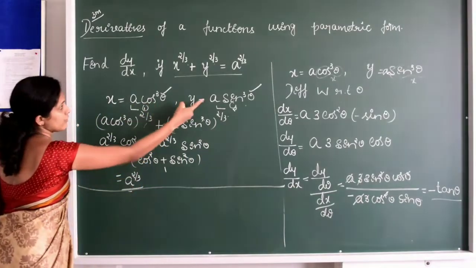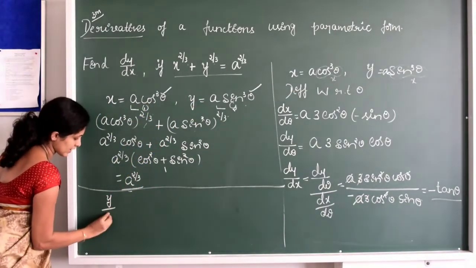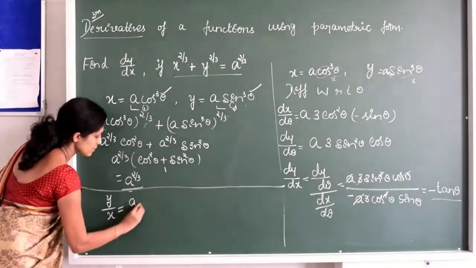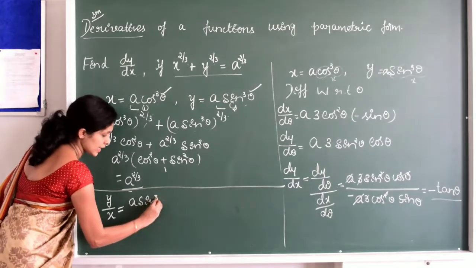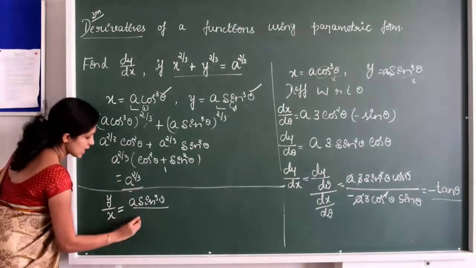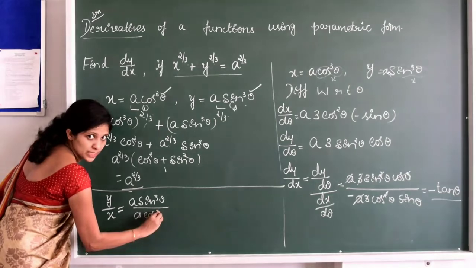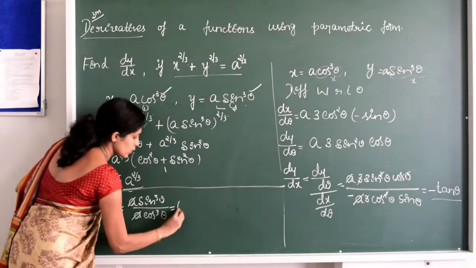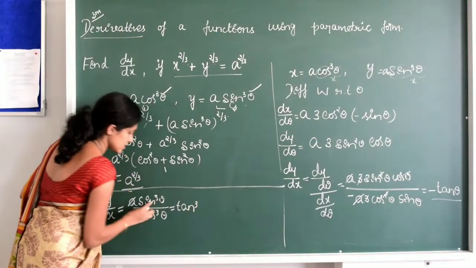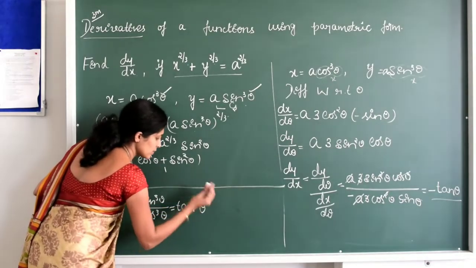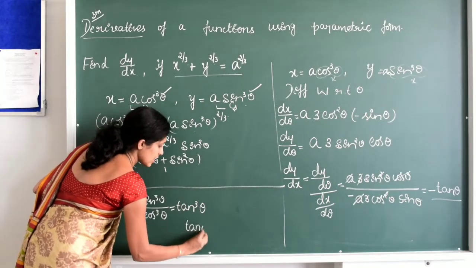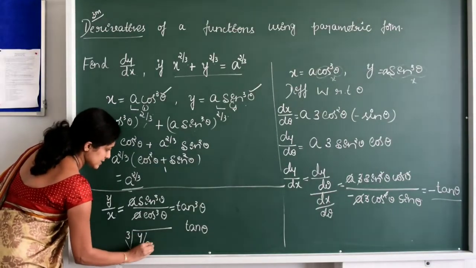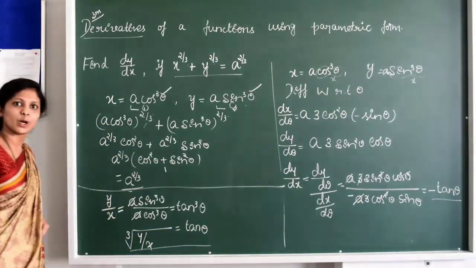See here. If I write y by x, what is the value of y? We have been given the substitution as a sin cube theta, divided by x, which is a cos cube theta. So we can cancel a and a. Sin cube theta divided by cos cube theta, sin by cos is tan, so this is tan cube theta. By this we can write tan theta is equal to the cube root of y by x. Is it clear?